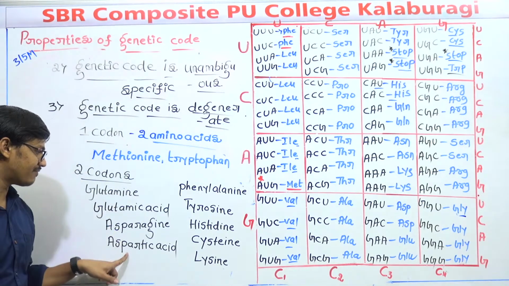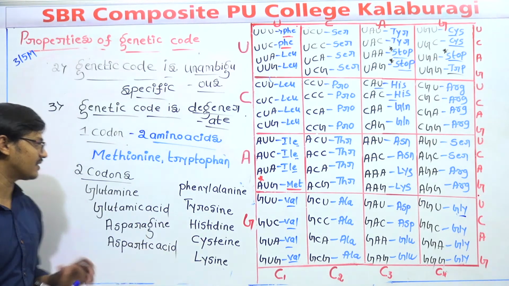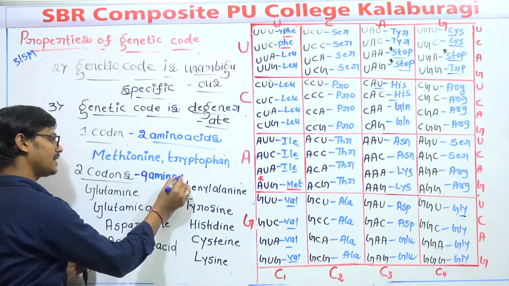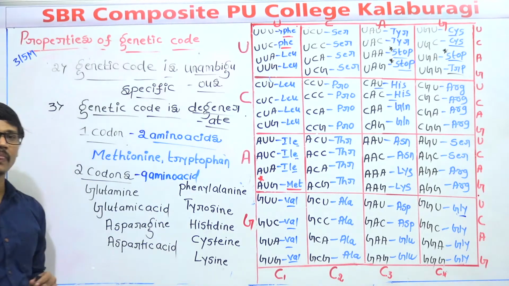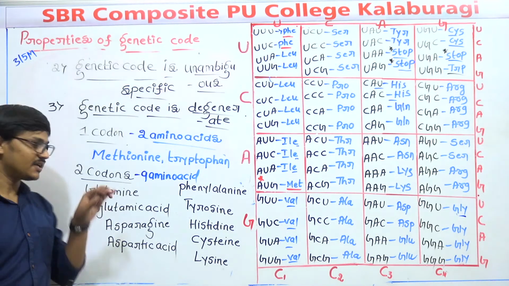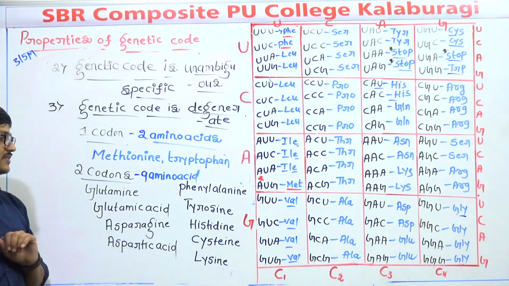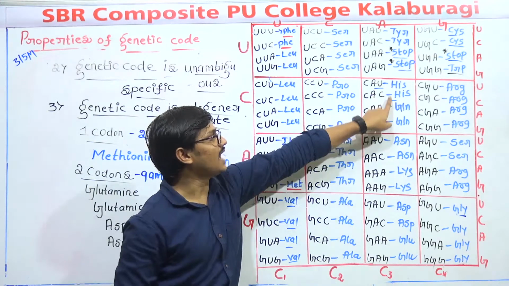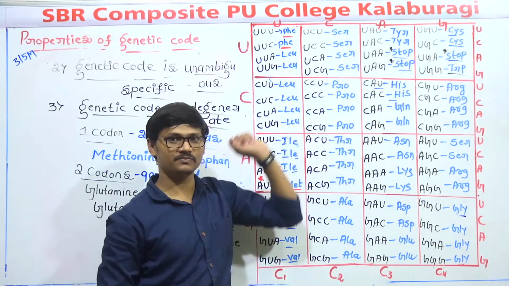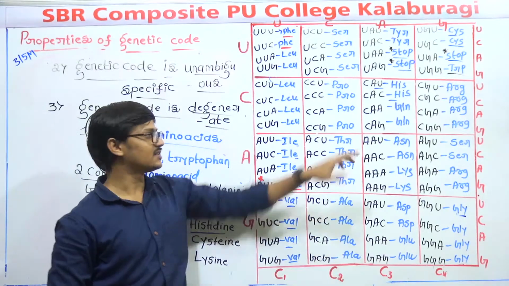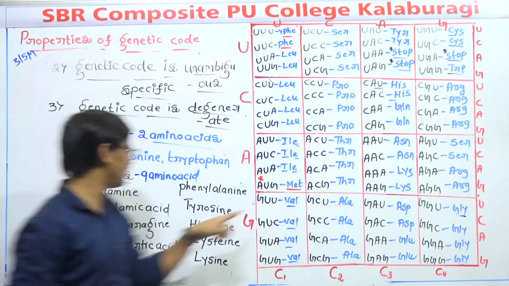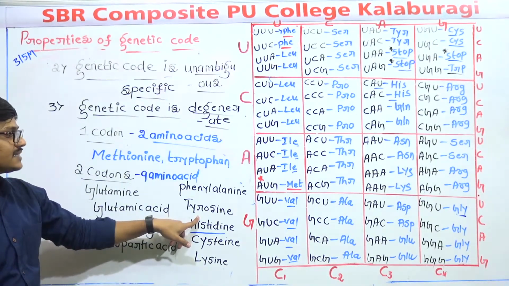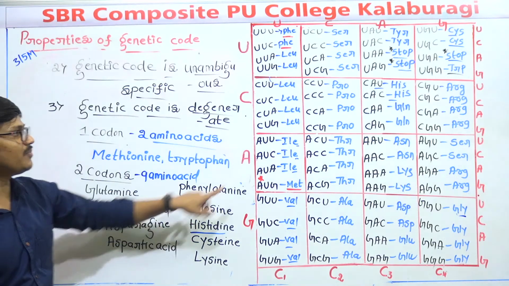1, 2, 3, 4, 5, 6, 7, 8, 9. It means there are 9 amino acids. And each amino acid is having how many codons? 2 codons. Let us check. For example, histidine you take. How many codons are there for histidine? 2. You search the entire table, you will find nowhere this histidine again. So it means histidine is having 2 codons. Again, we will take this tyrosine. Again, tyrosine will be having 2 codons.